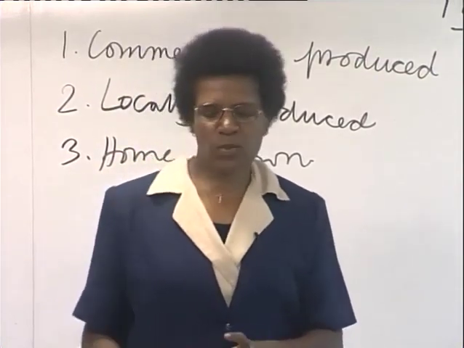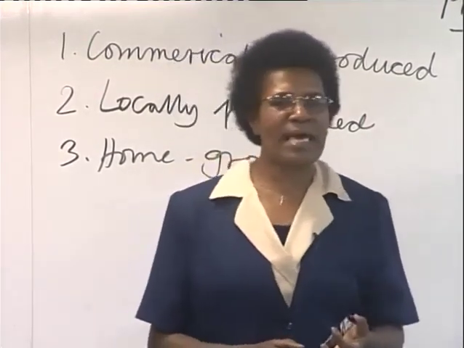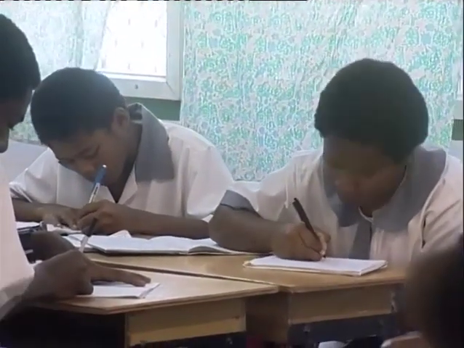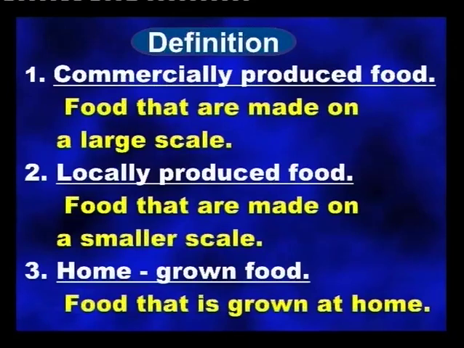Now we look at commercially produced food. Commercially produced food are food that are made on a large scale, especially in factories, in food processing plants, or in bakeries. Locally produced food are made on a smaller scale. These are the food that we make using what we buy from the commercially produced food.